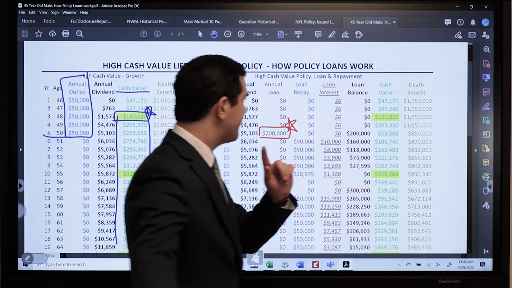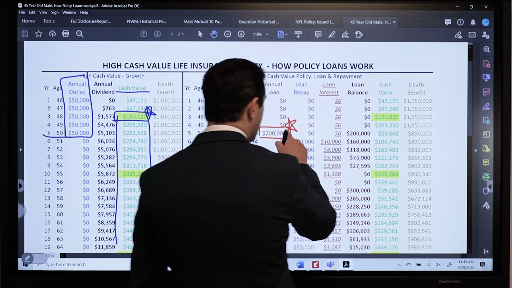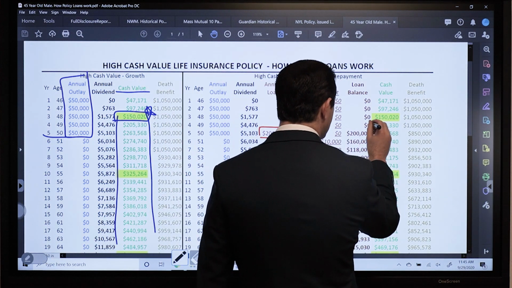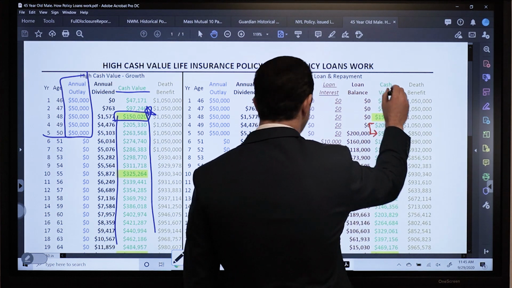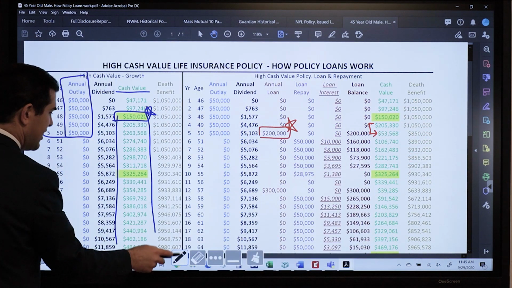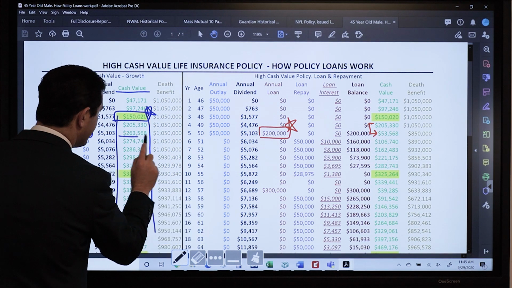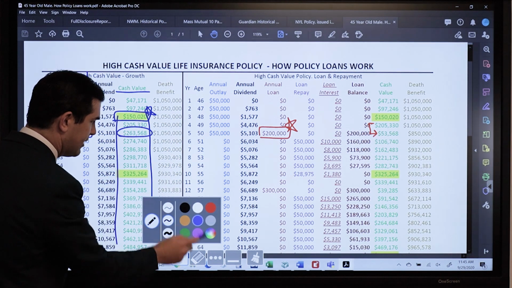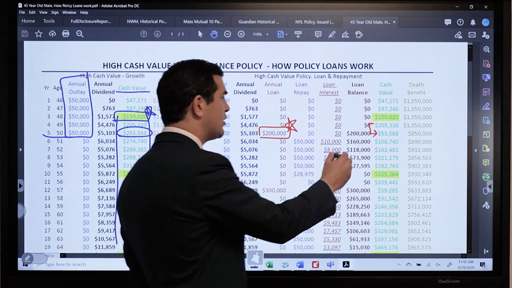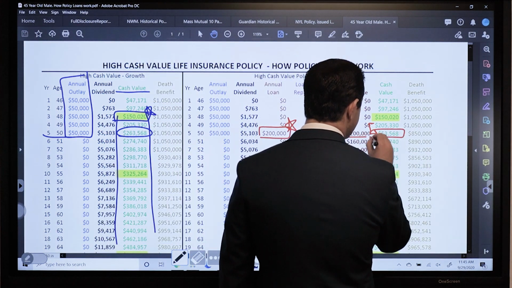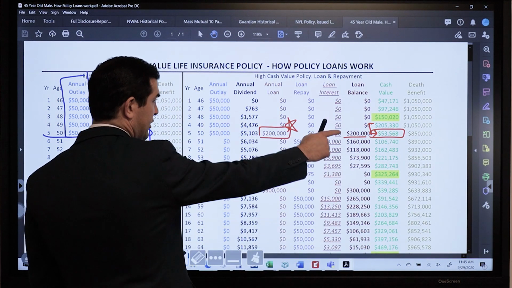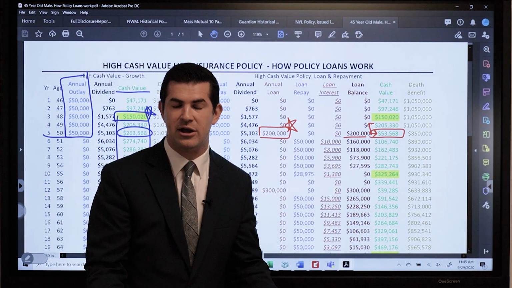So the impact of the policy is as follows. What I can pull from the gauge that determines how much I can borrow will be my cash value. So in the example where I did not touch it, my cash value was $263,000. I've pulled out a $200,000 loan. The cash value is now $53,000 over here. So I see a $210,000 reduction.